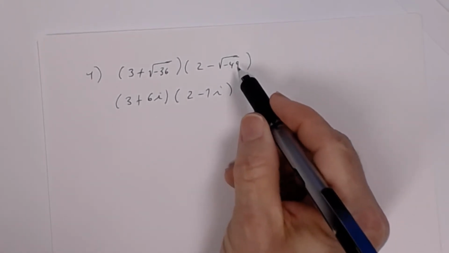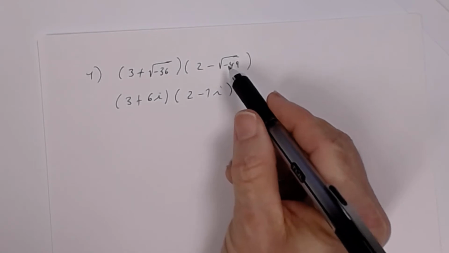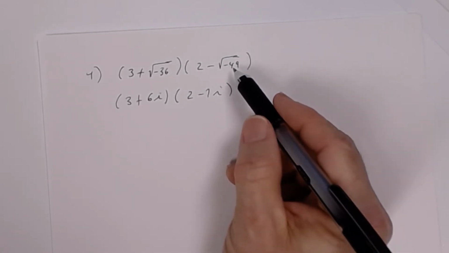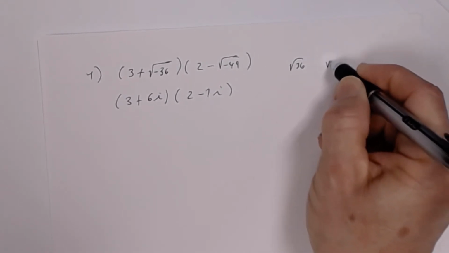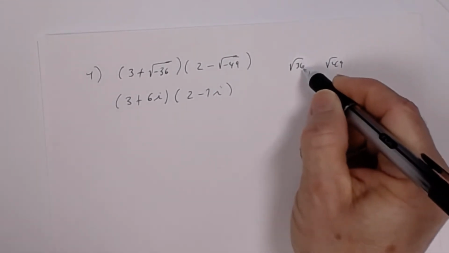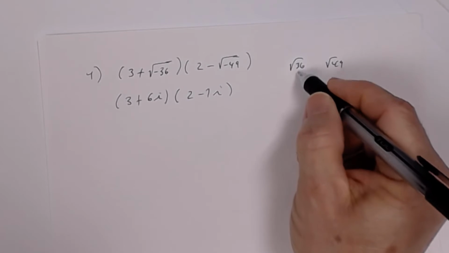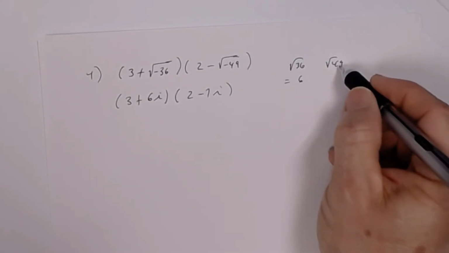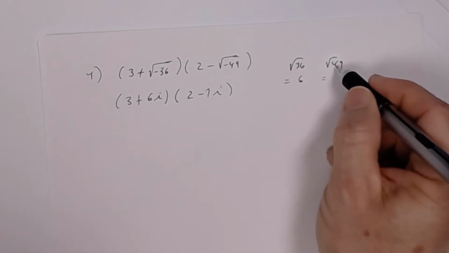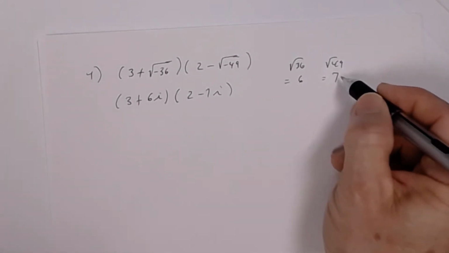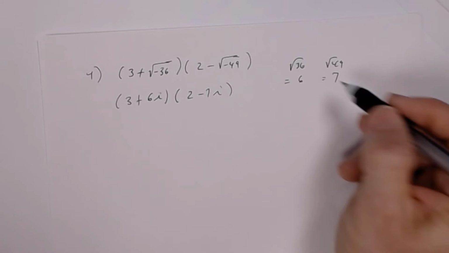You want to rewrite this without the square root if you can. So these were perfect squares, the square root of 36 and the square root of 49. 36 is a perfect square, so the square root of 36 is just going to be 6. 49 is a perfect square, and so the square root of 49 is 7, because 7 times 7 is 49. 6 times 6 is 36.